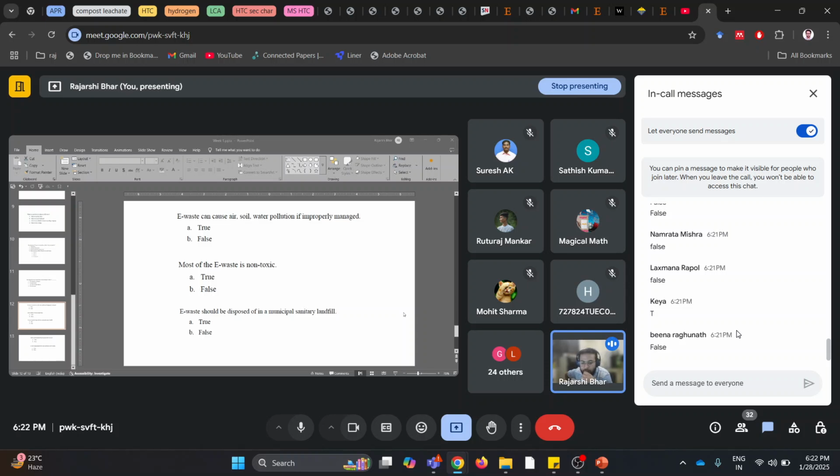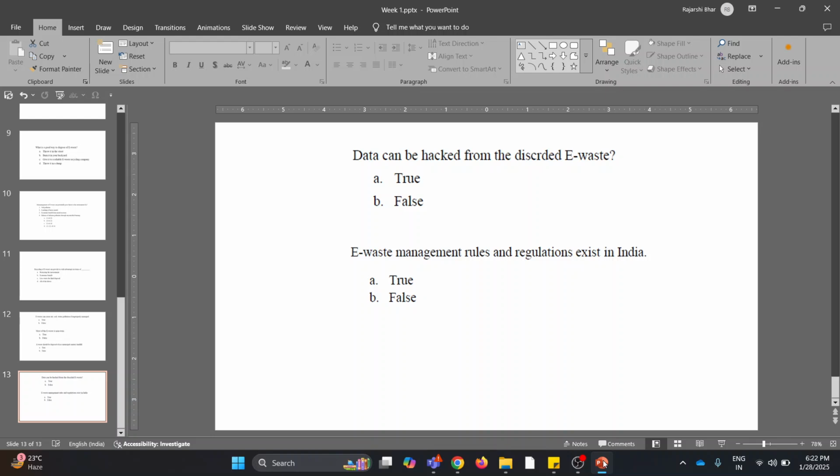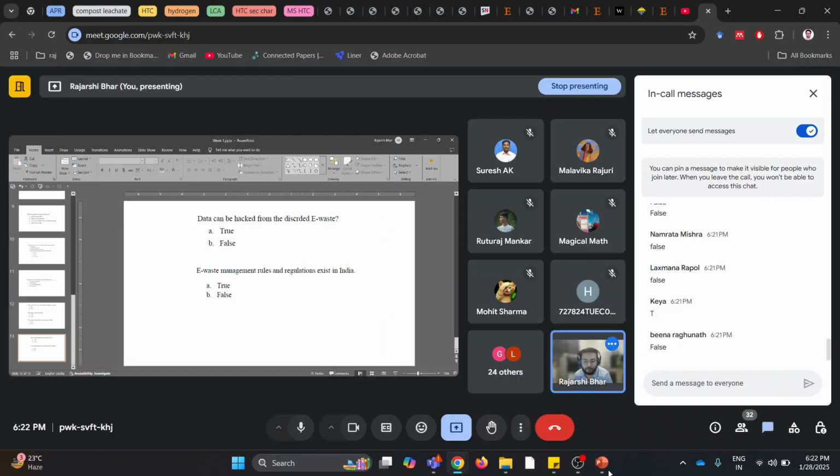Yes, this is false because e-waste shouldn't be dumped in municipal sanitary landfills. There is a separate set of rules where it is not allowed to dump e-waste there. You have to handle and manage e-waste separately. So that is why this is a false statement. Then, data can be hacked from discarded e-waste. Is it true or false? Yes, this is true. And then the next question as well: e-waste management rules and regulations exist in India, whether this is true or false.